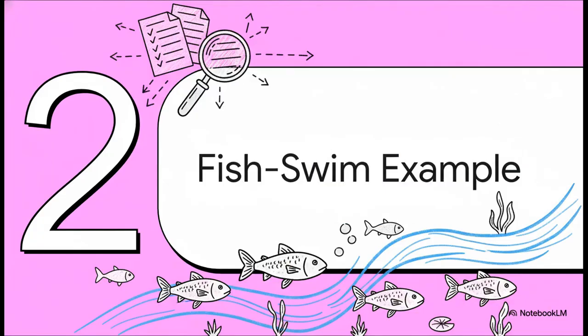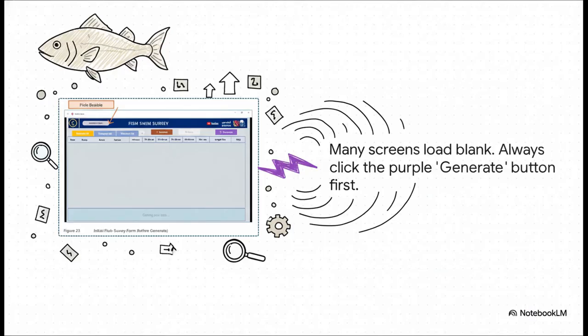Okay, let's get into our first real example using the fish swim survey. This is going to show you the standard process you'll use for most of your data entry. It's a really repeatable pattern. Now, after you select a survey, you'll probably see a blank screen just like this. Don't worry, that's supposed to happen. Your very first move is always to click that big purple Generate button. That's what tells the system to build the electronic form for you.